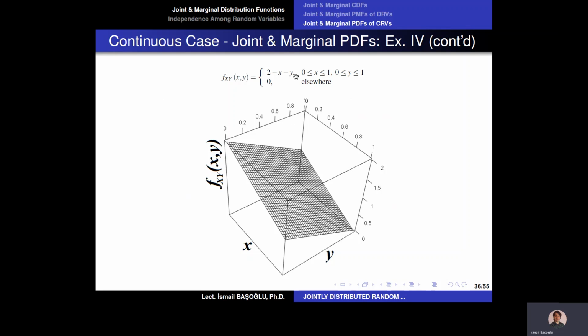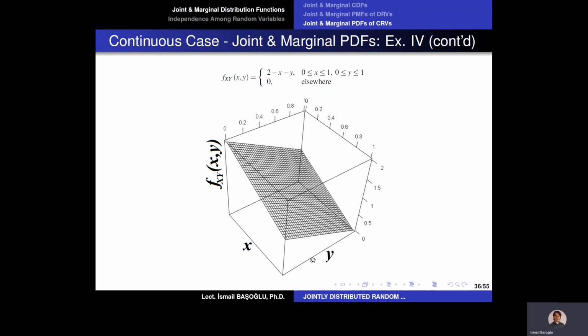When x and y are both equal to 0, the probability density function is equal to 2, as you can see. When x is 0 and y is also equal to 0, the height of the probability density function is equal to 2, of course. When x and y are equal to 1, as you can see in this corner, the PDF function becomes 0. And with respect to the other values in the unit interval, the function decreases in a linear form. And basically, this function forms a plane on the three-dimensional space.